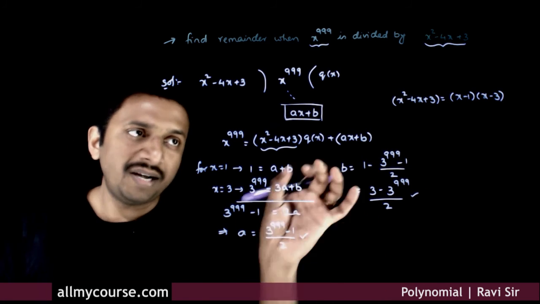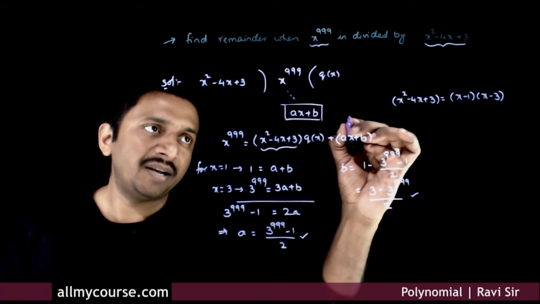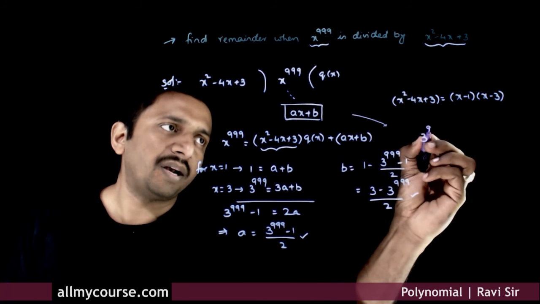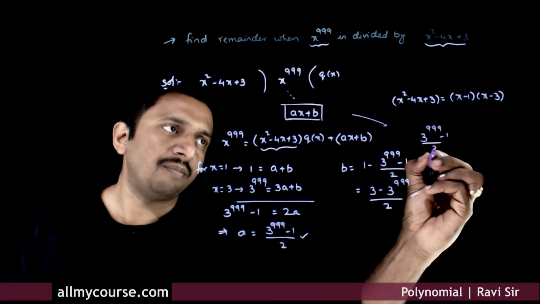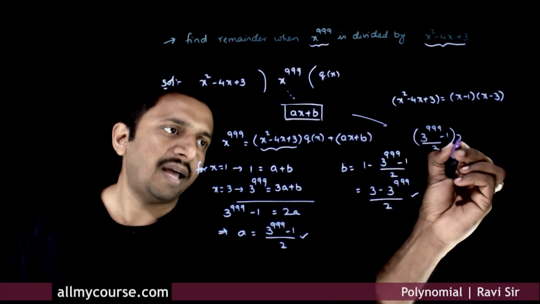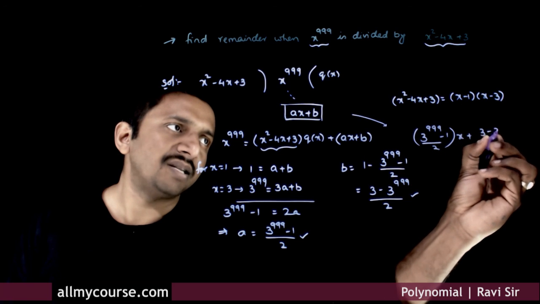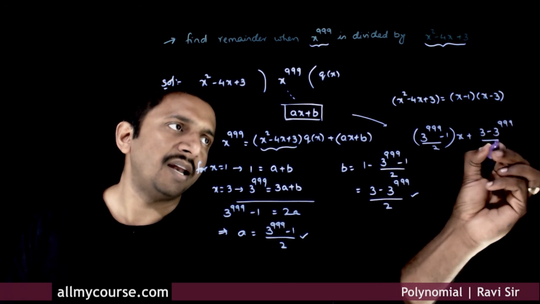So the required remainder is nothing but (3 power 999 minus 1) by 2 times x plus (3 minus 3 power 999) by 2.